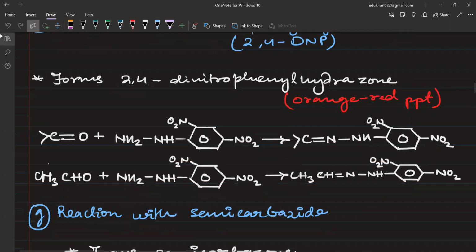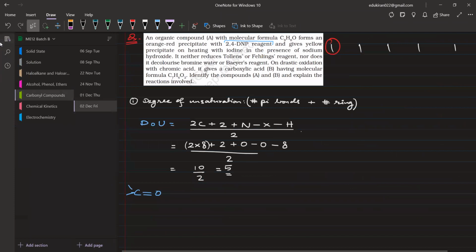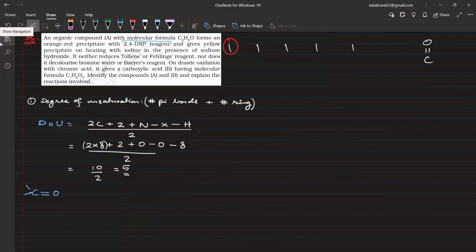Okay, so the product, the hydrazone, is going to be orange-red. Now please look at the next statement. It gives a yellow precipitate on heating with iodine in presence of sodium hydroxide. That means, what type of test is it giving you? It is giving the iodoform test, and it can give the iodoform test only and only if this carbon atom is connected to CH3. Is that right? Yes or no? Please tell me.